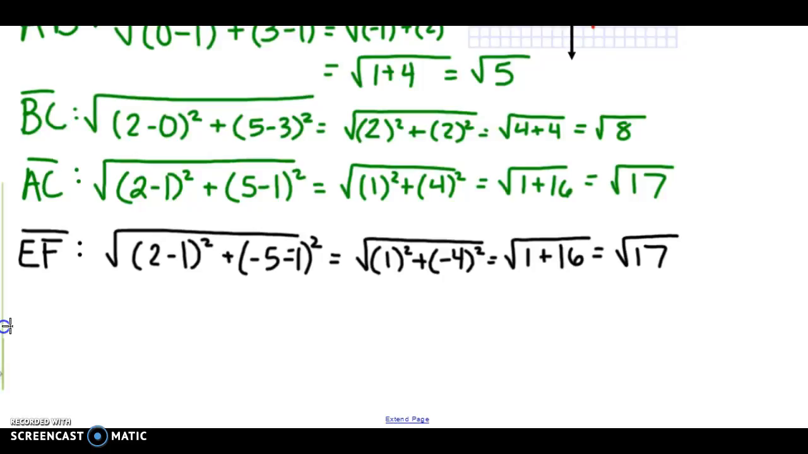Hey, check it out. We see that I have the square root of 17 and the square root of 17. That's good. They line up. So let's take the next one. Let's find FG.